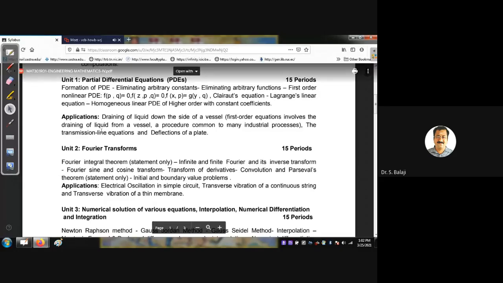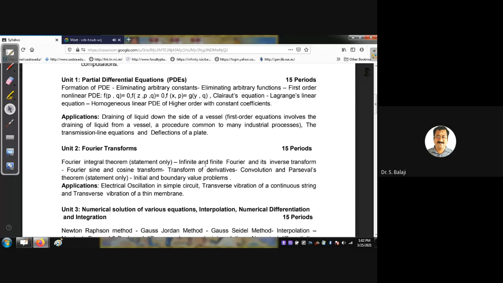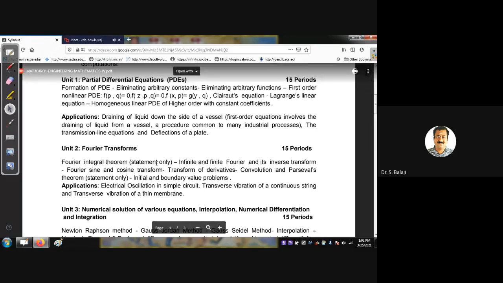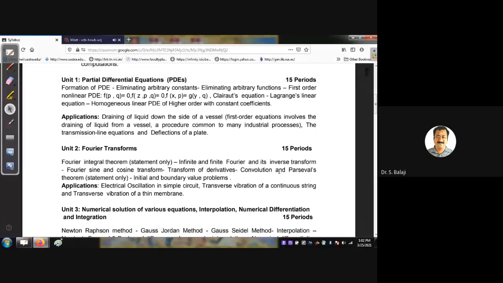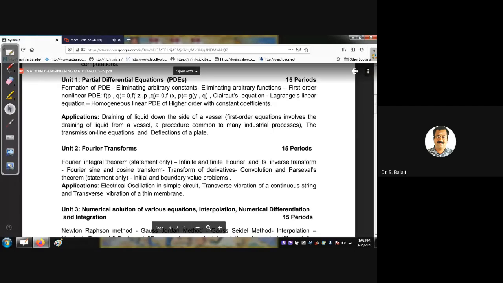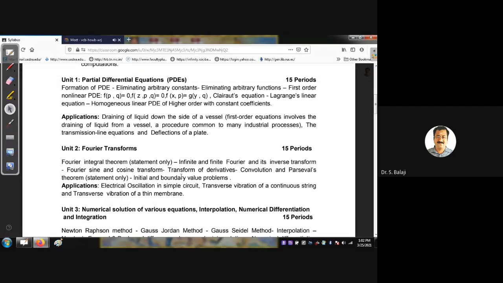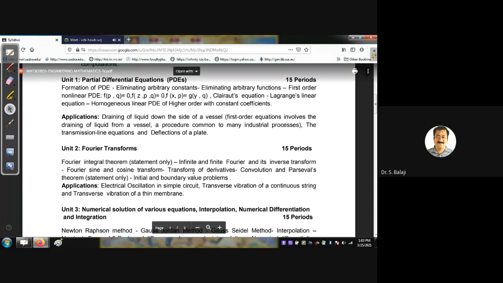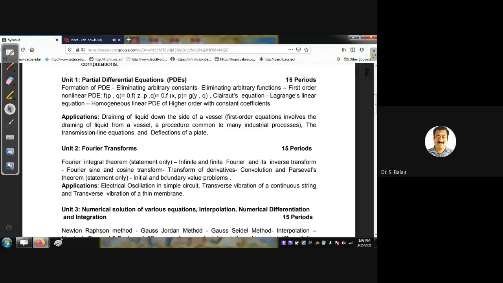Yes, it starts from the Fourier integral theorem statement only, and then based on that, the infinite and finite Fourier sine and cosine transforms, transform properties, convolution and Parseval's theorems, and initial and boundary value problems. Here we have infinite and finite Fourier and inverse Fourier sine and cosine transforms, everything is here. The initial and boundary value problems involve the transverse vibration of a string. That type of problem we have here.